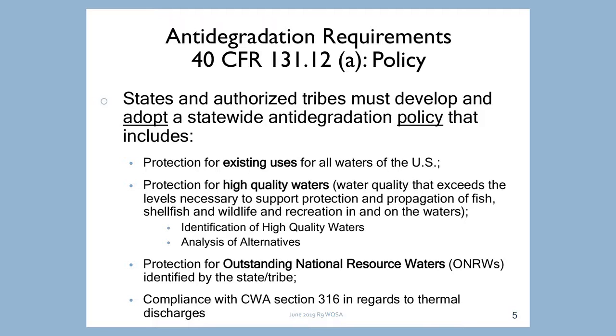One is, how do you actually identify what is a high quality water? And then there's an analysis of alternatives to decide whether or not there's something else that can be done in terms of authorizing a lowering that wouldn't take up that assimilative capacity as much. We'll talk about that here in a minute. And then there is a protection for outstanding national resource waters, which are identified by the state or tribe, and then compliance with 316, which is really just thermal discharges.